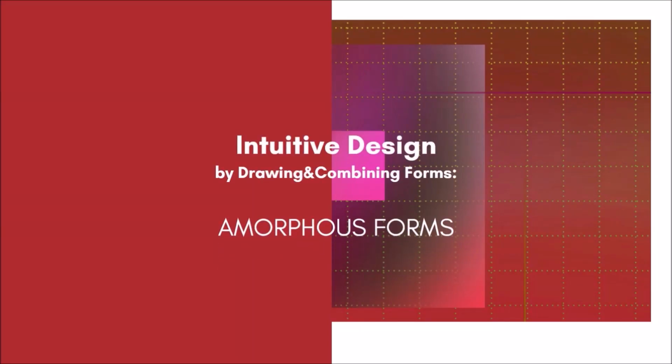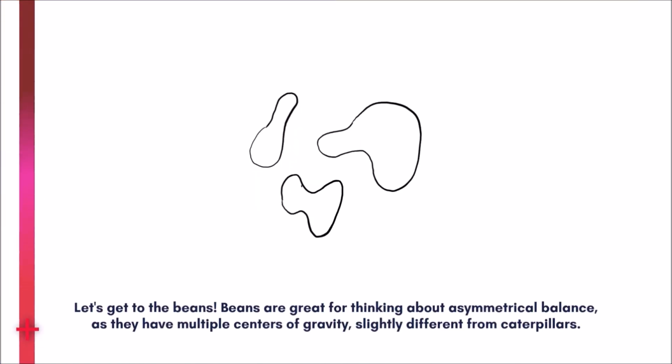Intuitive design by drawing and combining forms, amorphous forms. Let's get to the beans. Beans are great for thinking about asymmetrical balance, as they have multiple centers of gravity, slightly different from caterpillars.